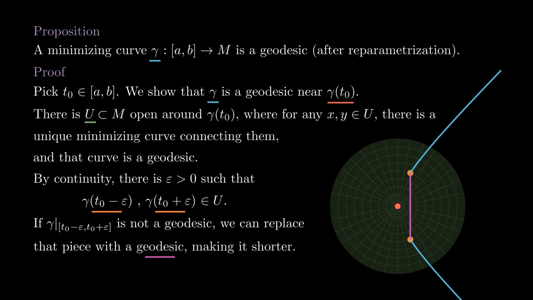And that's it for today. We showed that minimizing curves are always geodesics and that short geodesics are minimizing, but long geodesics may fail to be minimizing.